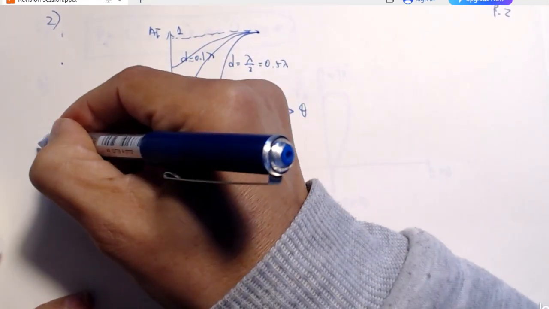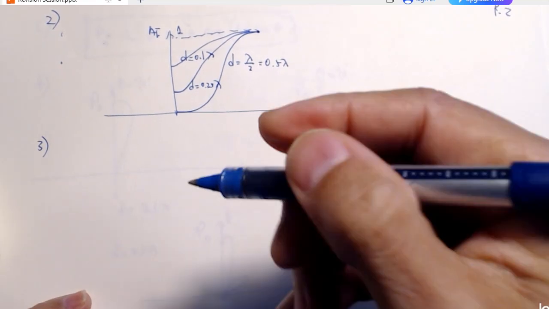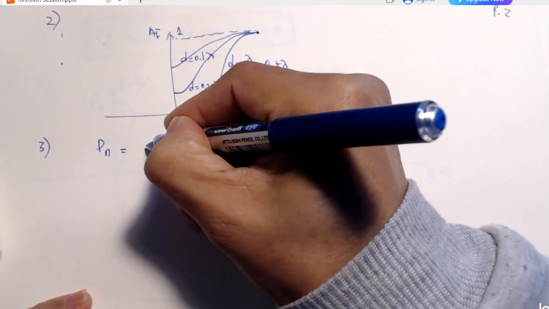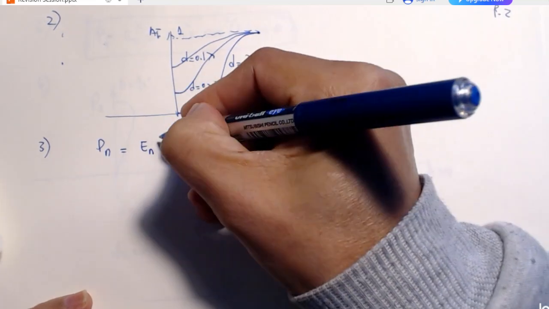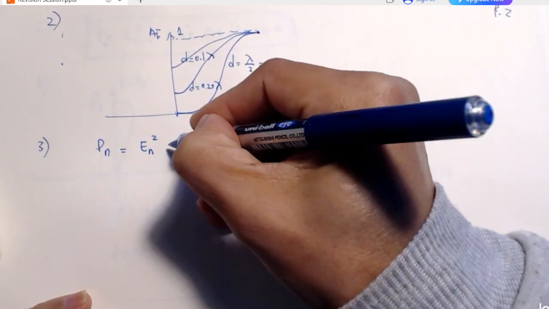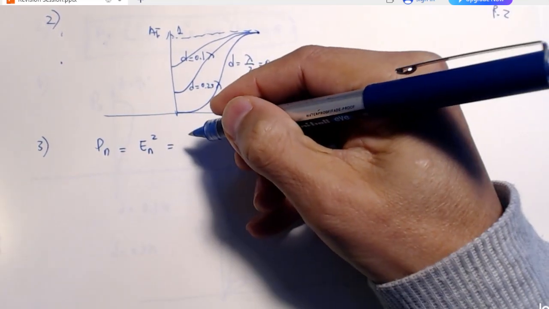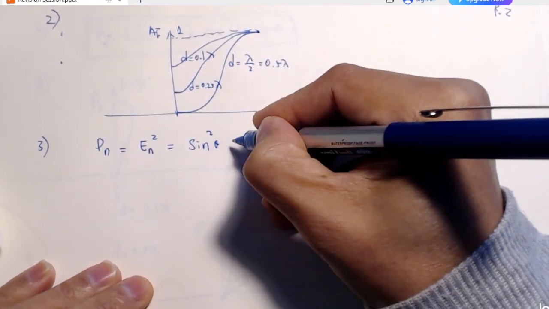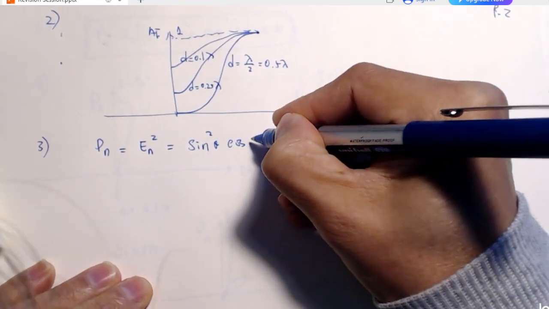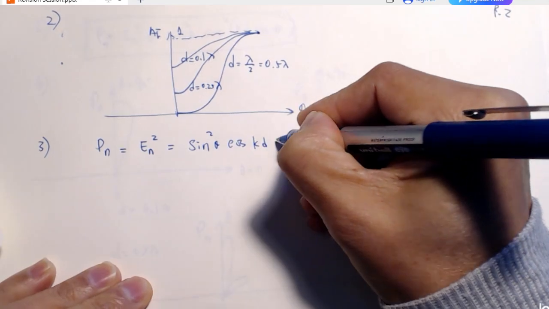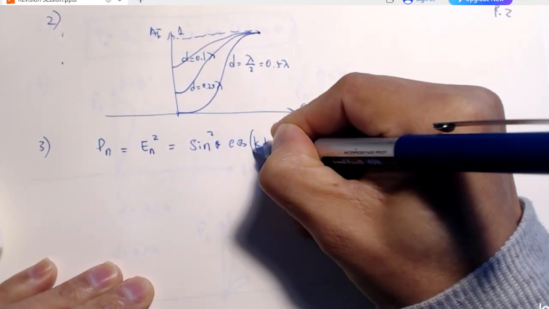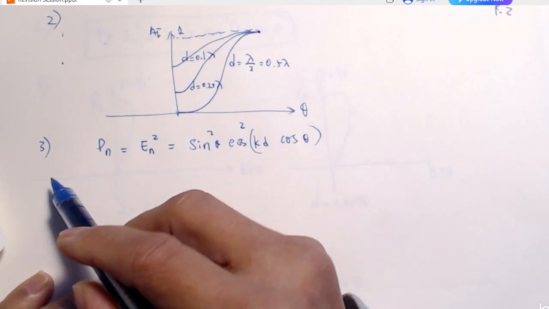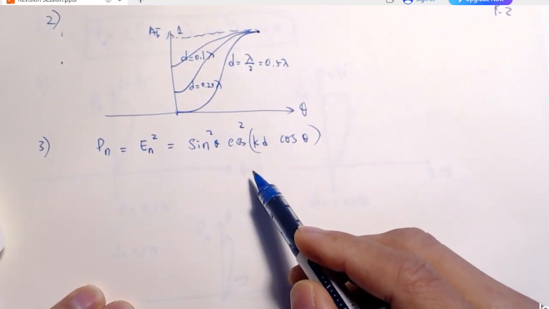Part 3 is to determine the power. The normalized power is equal to the square of the normalized electric field, which is sine theta squared times cosine(kd cosine theta), all squared. So this is the answer to part 3 of the question.